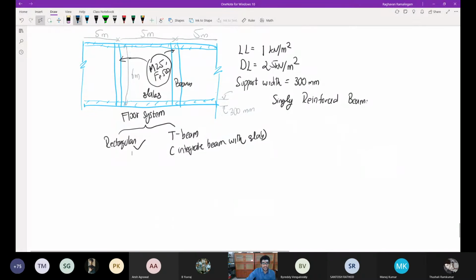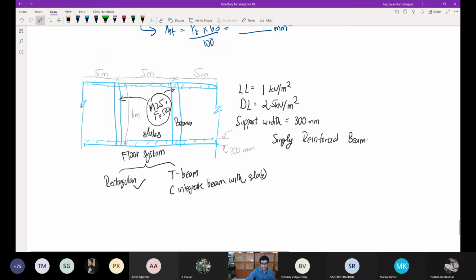Now the difference compared to the last problem which I showed you is I've given you the live and dead loads. I've also given you something known as support width. I've marked the entire span of the beam, so from this entire span of the beam, I'll have to get the clear span, and then I'll find the effective span.